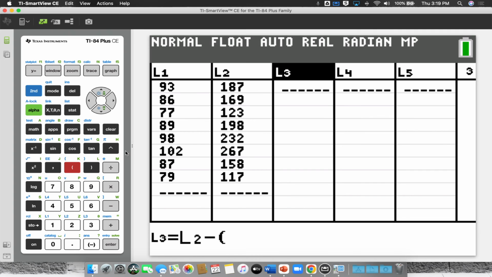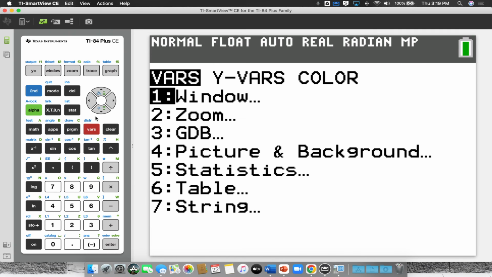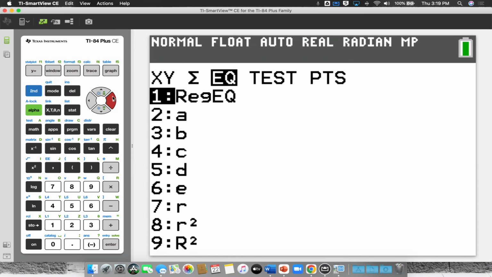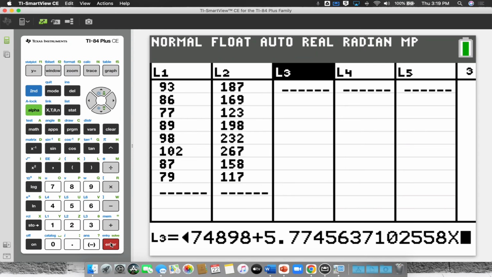My equation is in VARS. So VARS right next to clear. You're going to go down to statistics, enter, go over 2 tabs to EQ, enter. There's the equation. Sometimes when you do that, it's just blank at the bottom. Nothing happened. That means your calculator forgot the equation. So you have to redo the equation. Find A and B and R squared all over again.